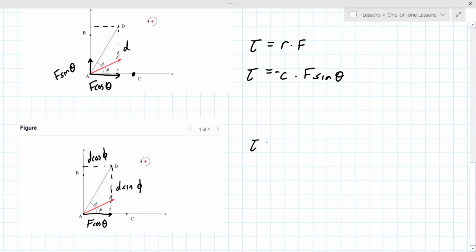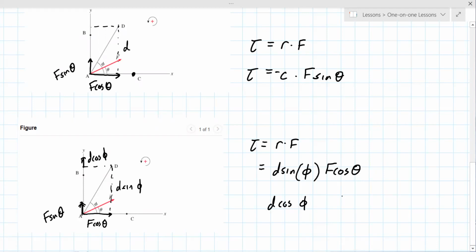So your torque is R times F. In this case, your distance away is d sine phi, and then the force is F cosine theta. That's one of them. And then there's this other part of the force, which is in this direction. That's F sine theta. It is a distance, because you can actually slide this vector up here, d cosine phi away. So it's d cosine phi, and then F sine theta away.